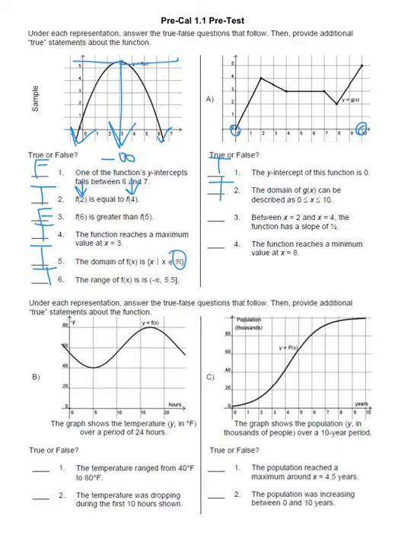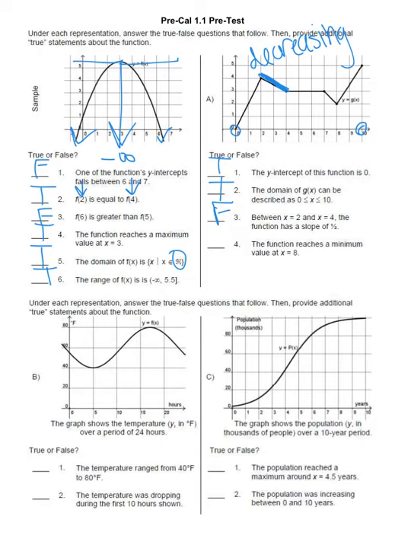Okay, number 3. Between x equals 2 and x equals 4, the function has a slope of 1/2. So here's x equals 2, and here's x equals 4. We want to know what the slope is. Remember, that's rise over run. Well, just looking at this, between 2 and 4, I know that this is a decreasing slope, or it's negative because it's going down. So because it's negative, I automatically know that this has to be false because it's not positive 1/2.